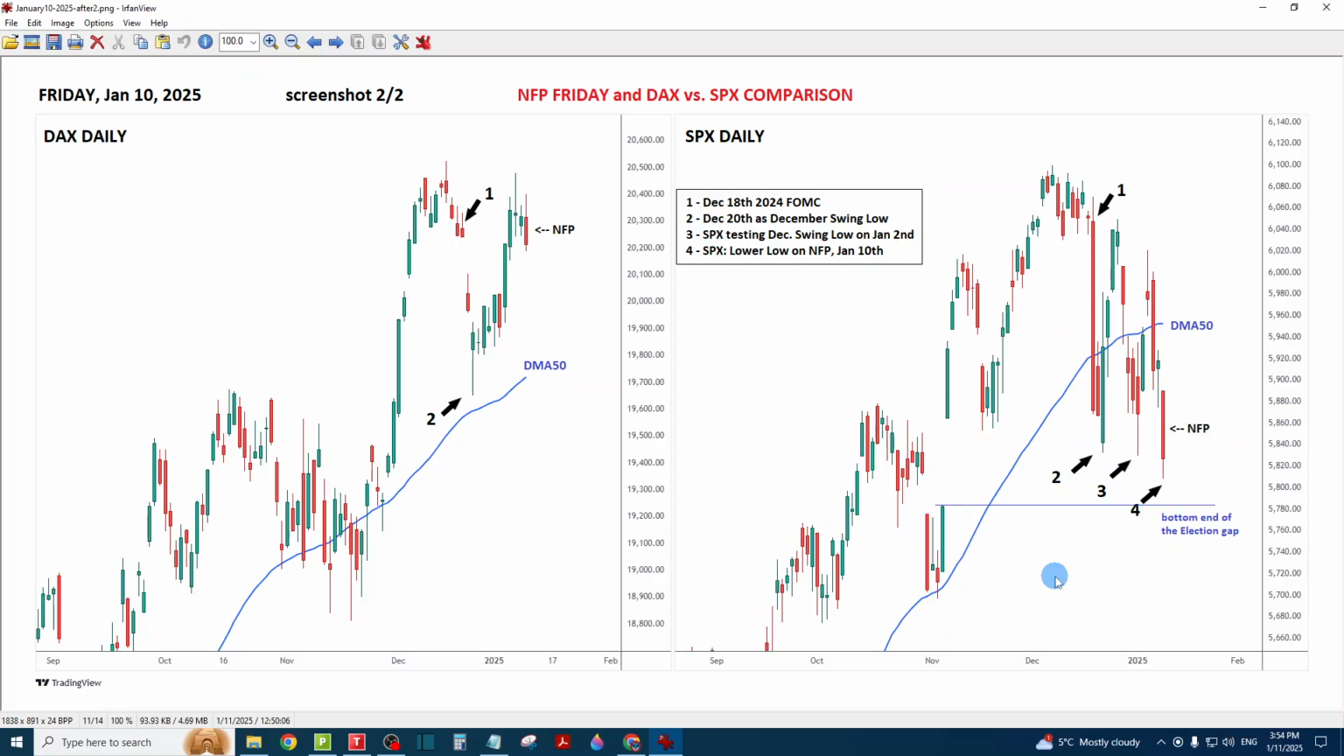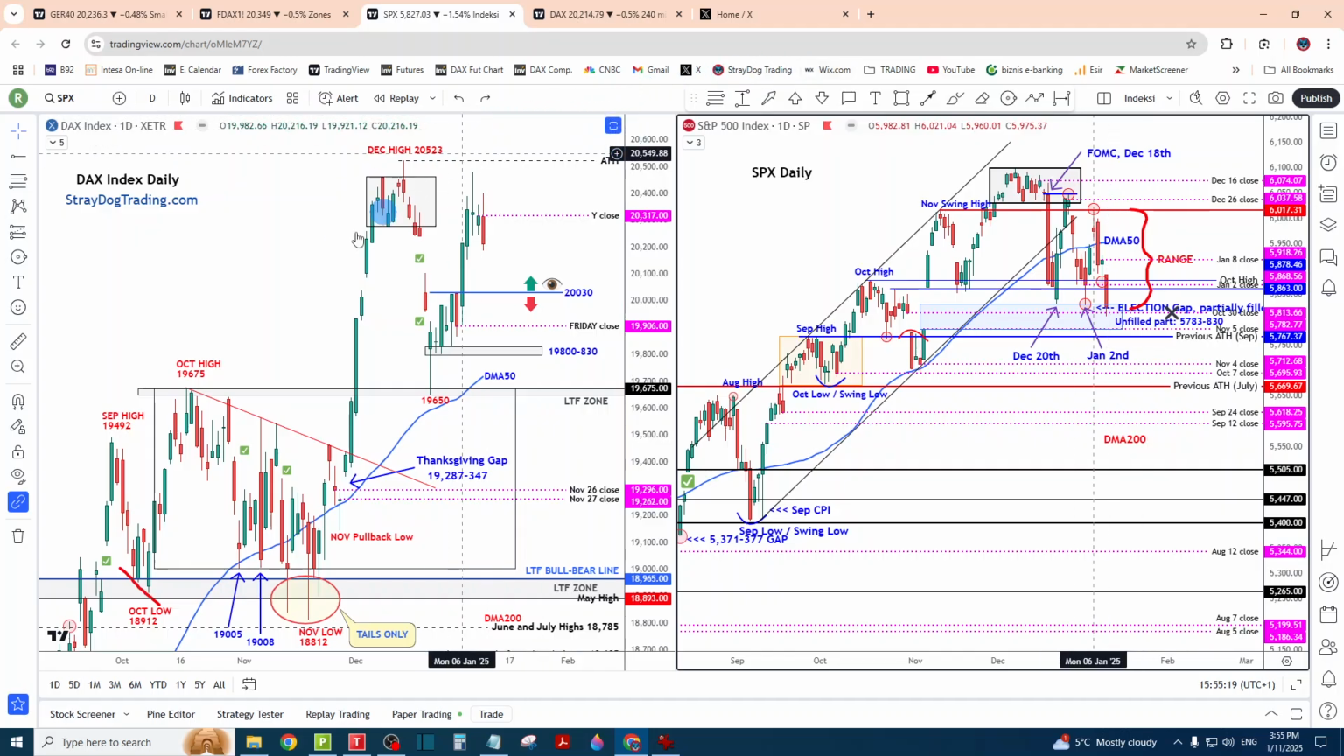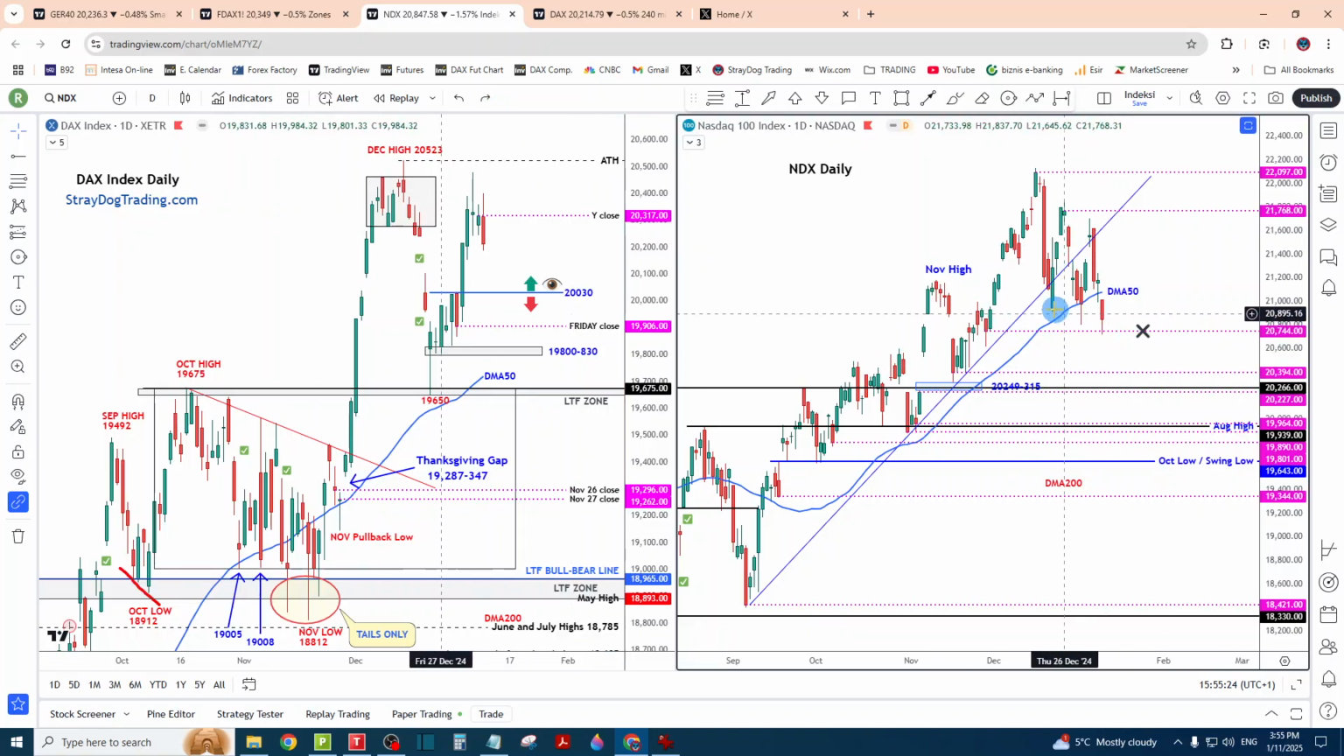And also observing that DAX index and DAX futures daily chart, and now observing this, can DAX now follow S&P to the downside? And also what's going to happen here, because these two lows are only marginal lower lows and the market is going down toward that bottom end of the election gap. Now we should observe other markets as well, and this would be Nasdaq. Also, you see how they are having two marginal lows.